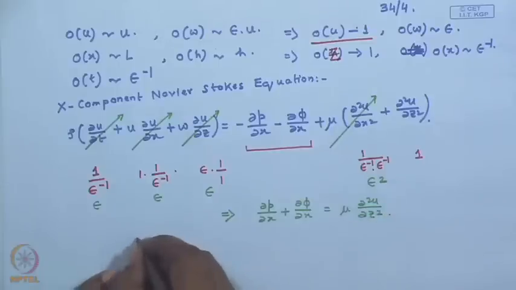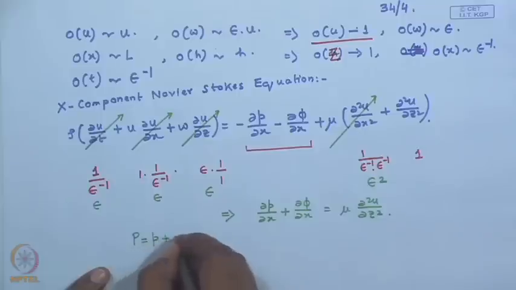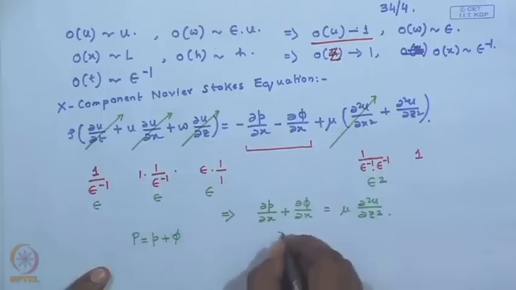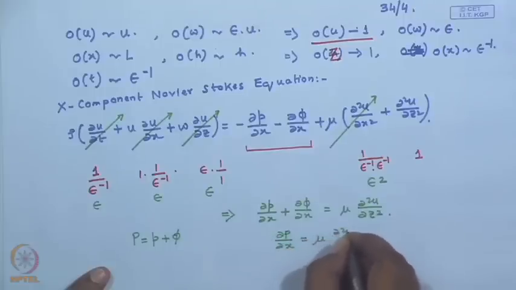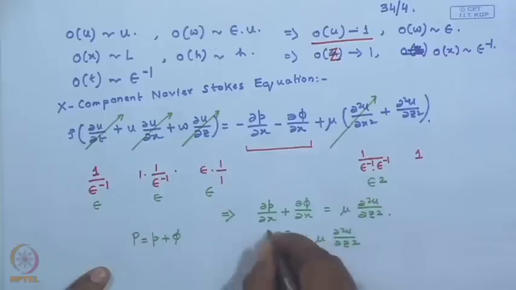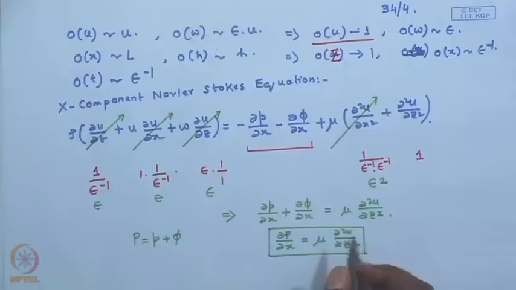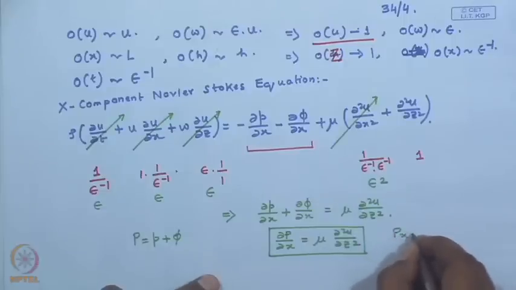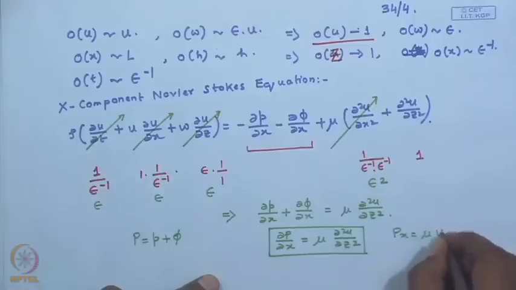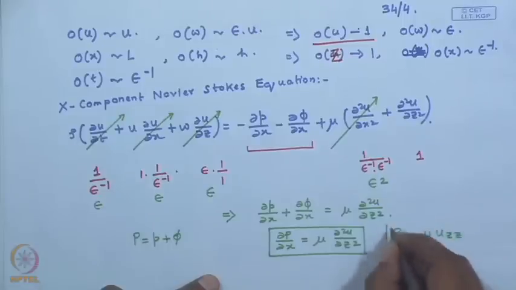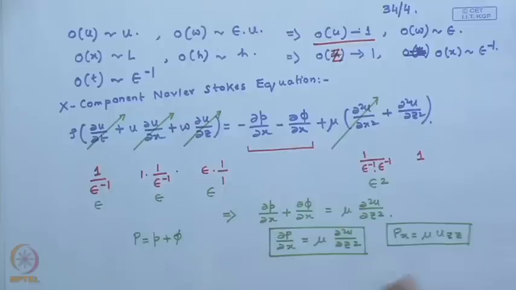we define a capital P as a non-gravitational pressure, P plus phi. Therefore, the equation takes this shape: del P, del capital P del x is equal to mu del 2 u del z square, or in a compact form one can write P x is equal to mu u z z. Okay. So, this is what we get from an order of magnitude analysis of the x component Navier-Stokes equation.